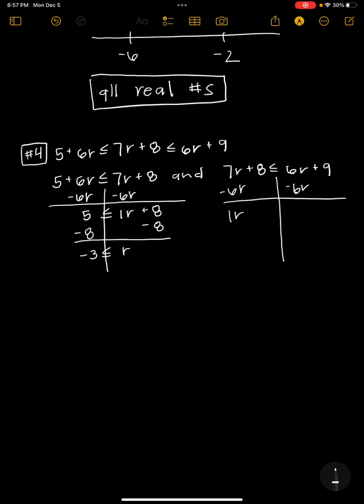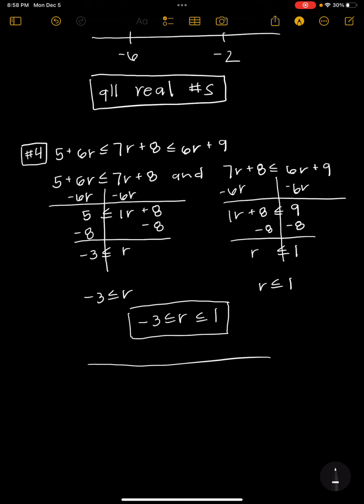So I'd get 1r plus 8 is less than or equal to 9. Then I'm going to subtract 8 from each side, and then remember 1r is the same thing as just r, so we can say r is less than or equal to 1. So now I have negative 3 is less than or equal to r, and r is less than or equal to 1. I can smash those two together, so it'd be negative 3 is less than or equal to r is less than or equal to 1. That's my solution.